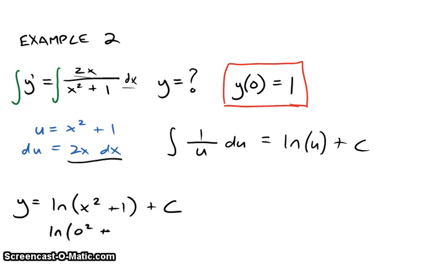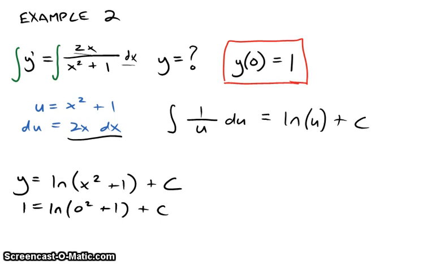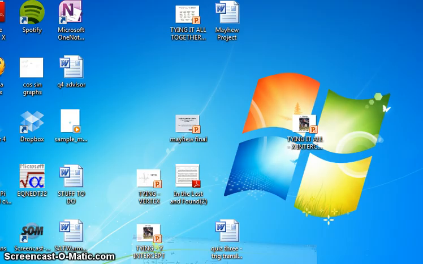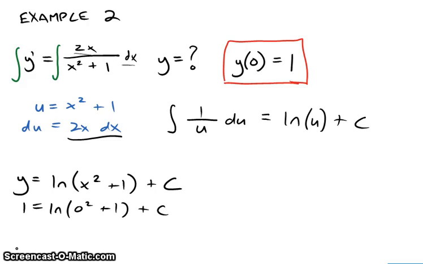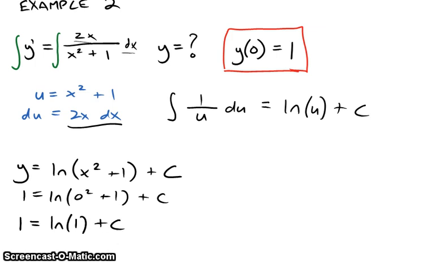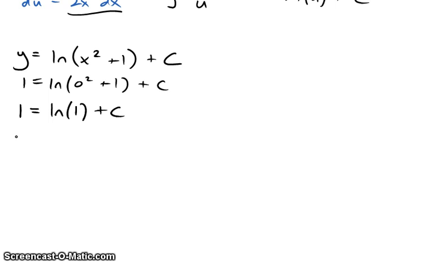0 squared plus 1, and end up with a 1. So we're going to solve for C, and we will be done. Once we solve for C, we will have an equation for y that satisfies the initial differential equation. So let's do this. 1 equals ln 1 plus c. ln of 1 is 0, so we get 1 equals c.